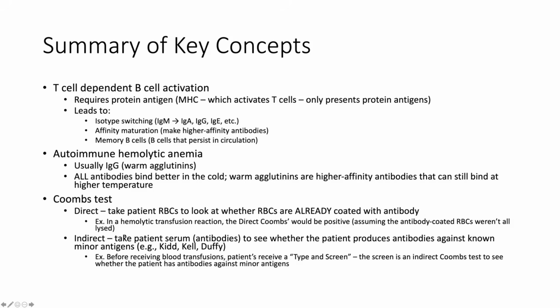An indirect Coombs takes the patient's antibodies, so it takes their serum, to see whether the patient is producing antibodies against known antigens, like Kidd, Kell, Duffy. An example of this is before receiving a blood transfusion, when patients receive what's called a type and screen. The screen is basically an indirect Coombs test to see whether the patient has antibodies against minor antigens that you have to look out for. All of these things will make more sense, but this is the summary of key concepts that you can come back to, because this is the roadmap.